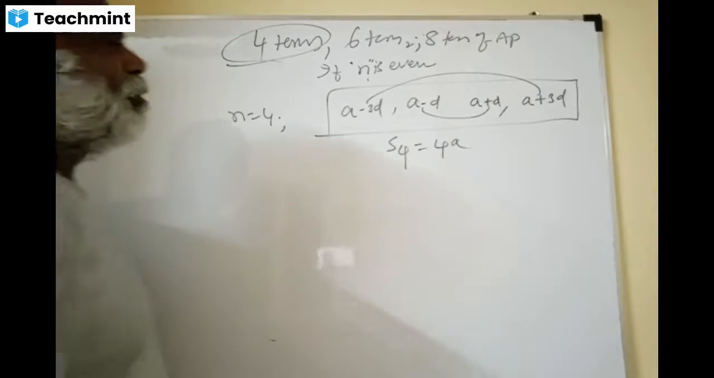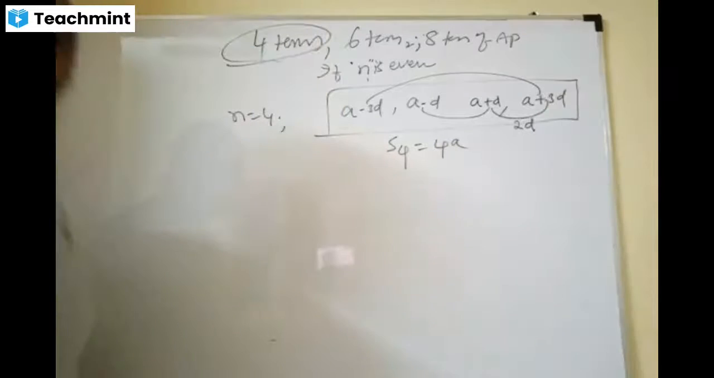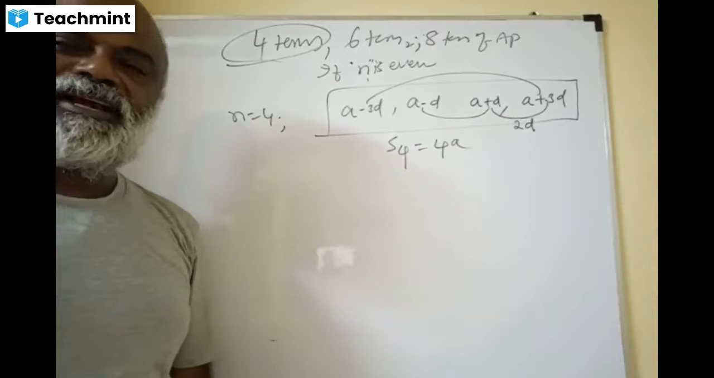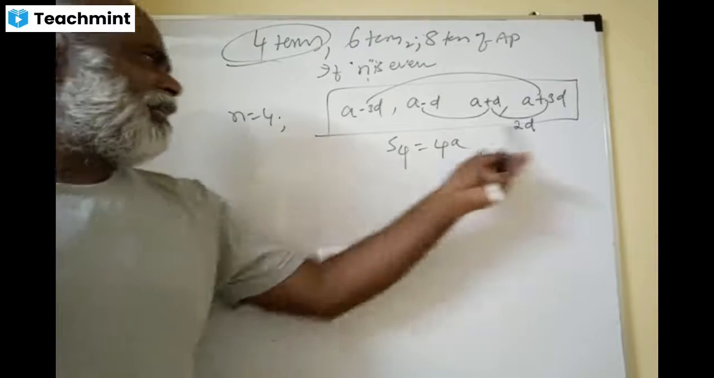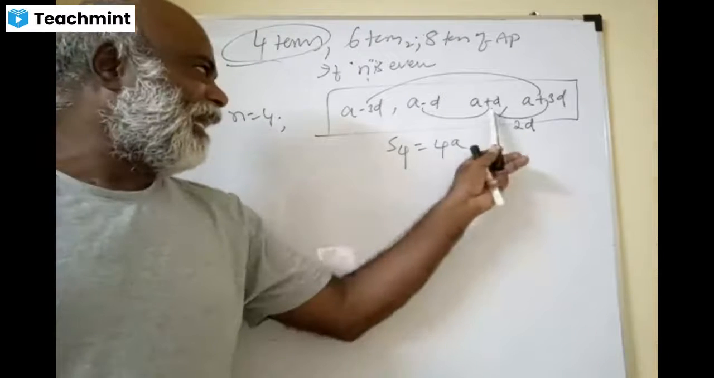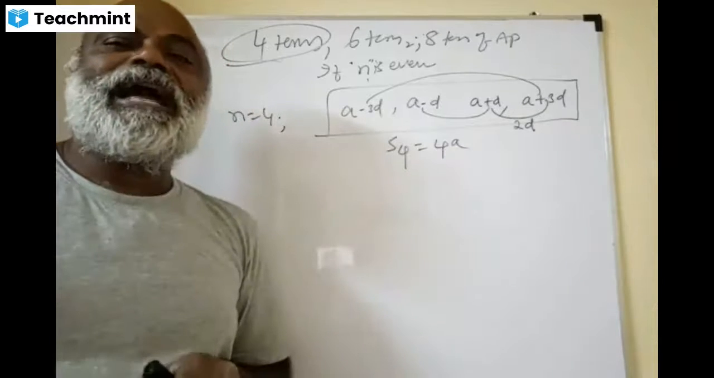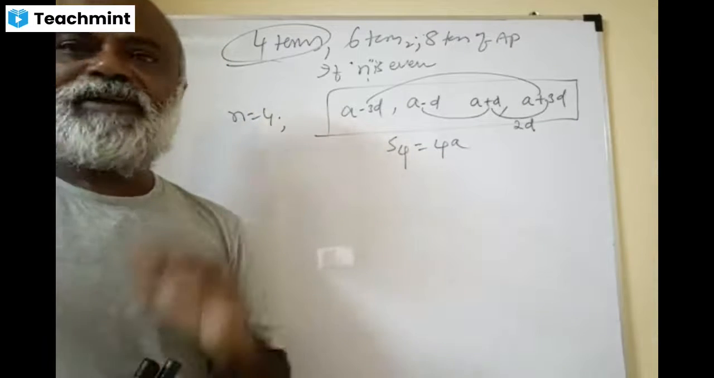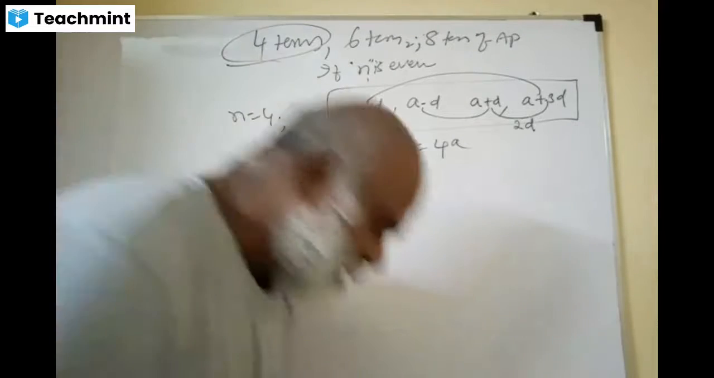So, friends, but what is the common difference here? 2D. That is the beautiful thing. Are you clear? Yes, sir. If they ask you to take 4 terms, okay? A plus D, A plus 3D, A minus D, A minus 3D. This is the advantage for us when we have problems on APs.